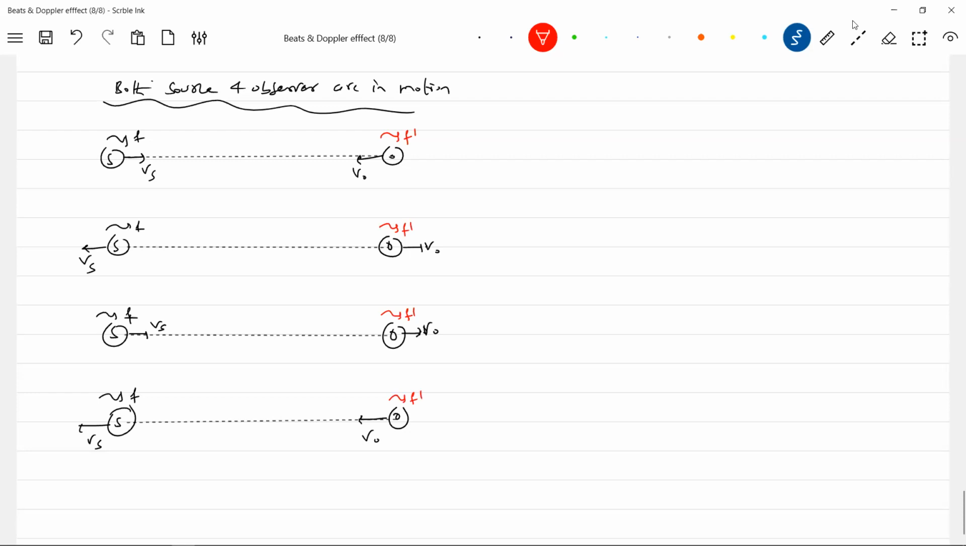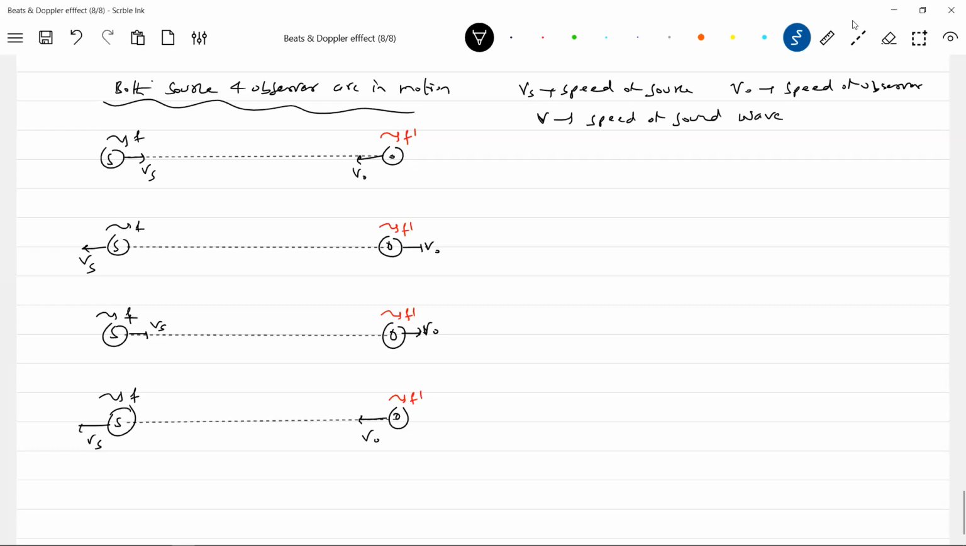So how to calculate the apparent frequency? And what is V? V is the speed of source. What is V naught? Speed of observer. And what is V? Speed of sound. Okay, this one. Okay, first case.